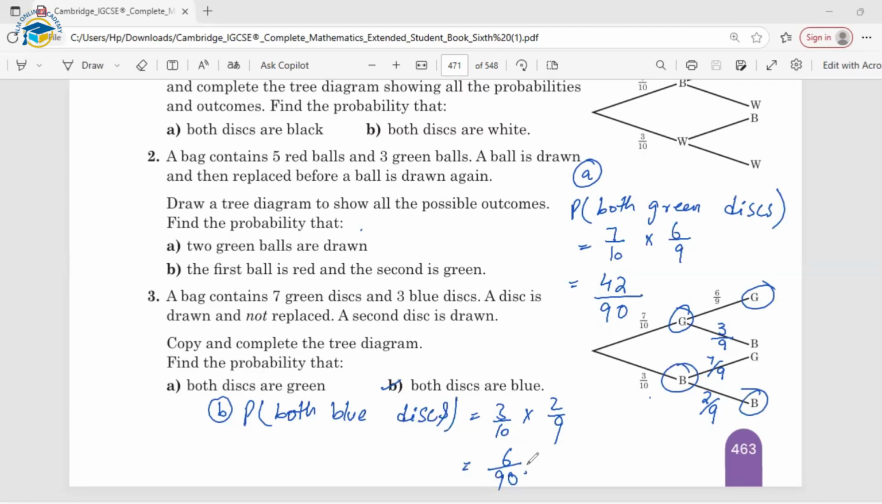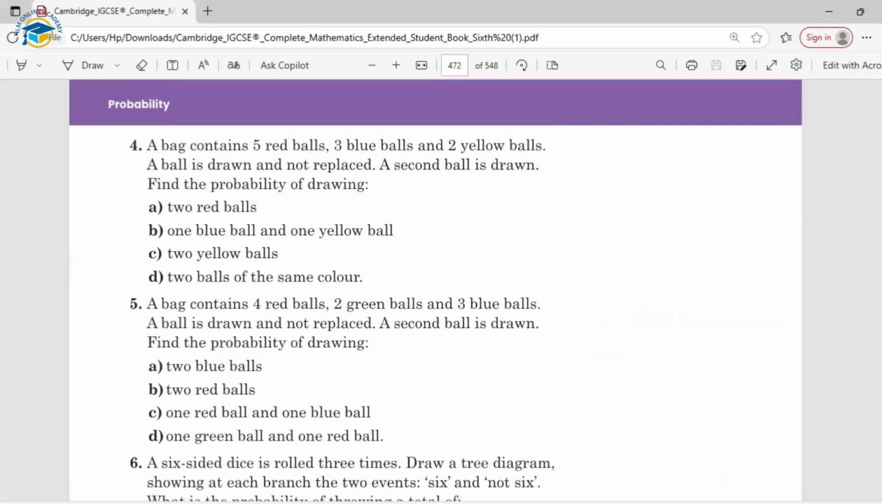Okay. So part number B as well is done. This is your question number 3. Hope this as well is clear. Moving towards part number 4.